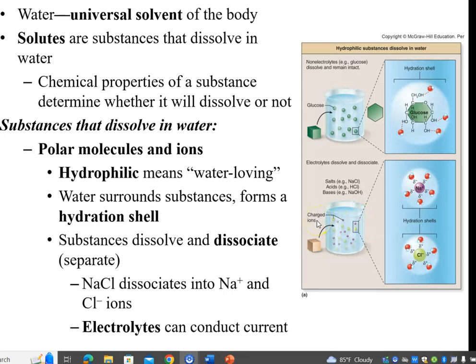Some substances dissolve and dissociate, or separate entirely. And you see that with sodium and chloride here. It dissociates into the sodium and the chloride ions. These are known as electrolytes, and they can actually conduct current through the body.